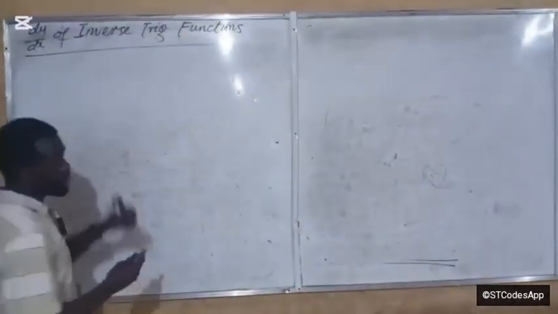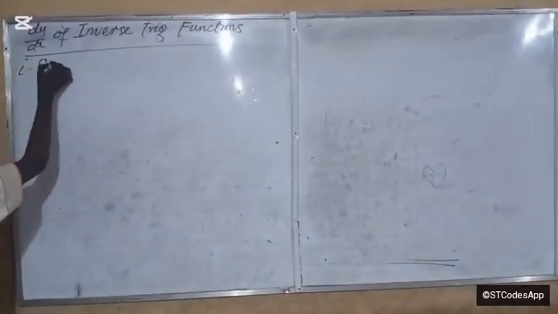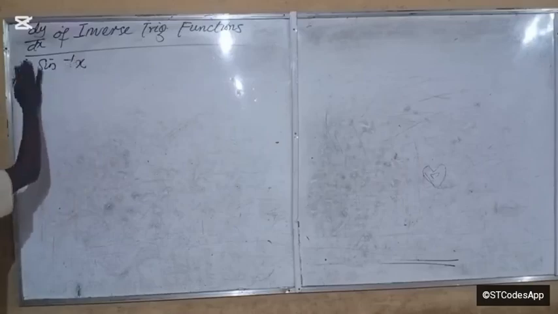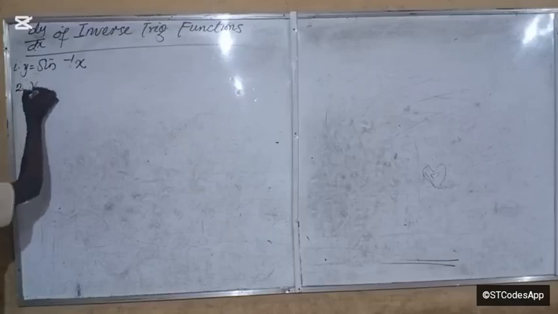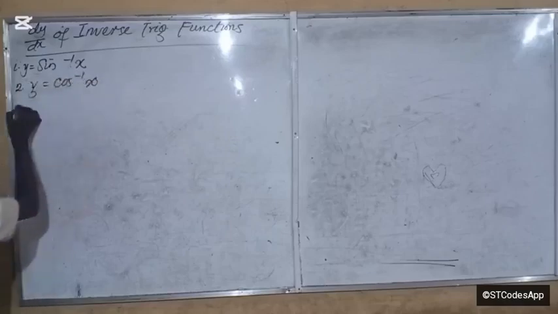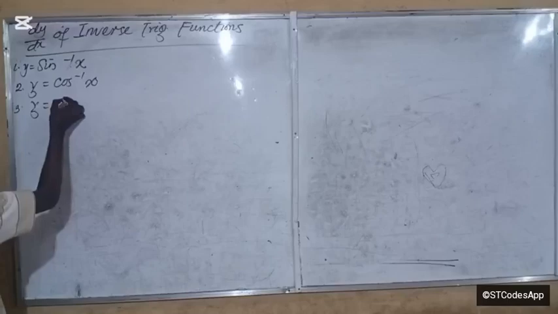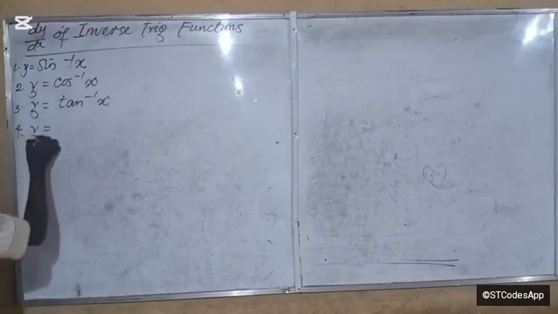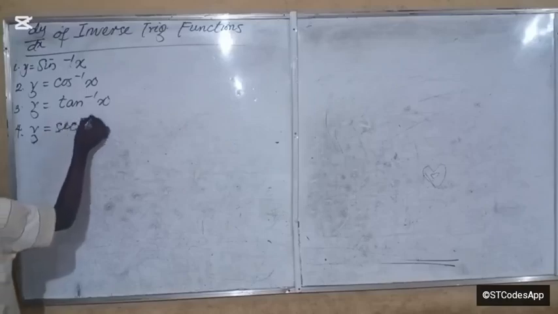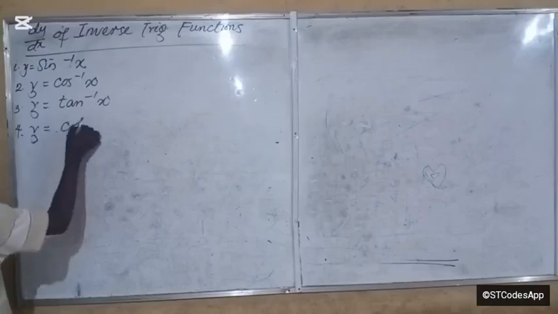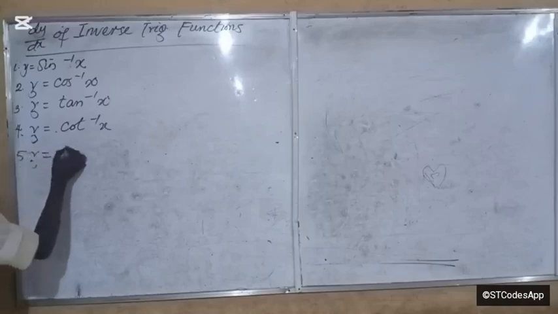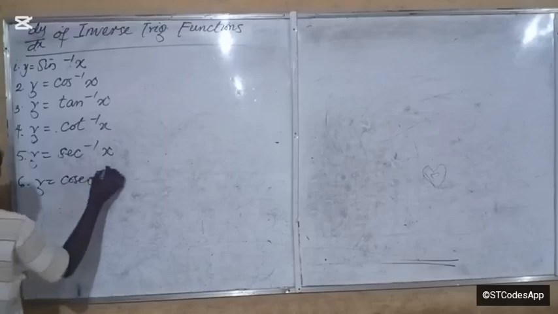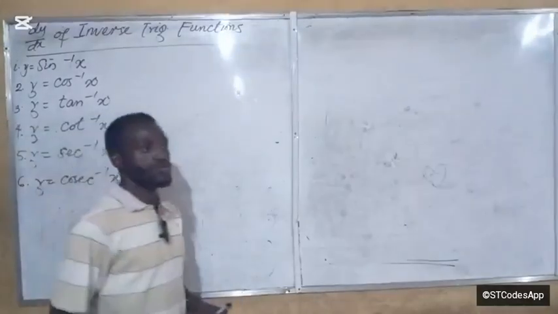How do we differentiate inverse trig functions? We are going to be using the function y equal to sine inverse of x, the function y equal to cos inverse of x, the function y equal to tan inverse of x, the function y equal to cot inverse of x, number 5, y equal to sec inverse of x, and number 6, y equal to cosec inverse of x. So we're going to be seeing how to do all of this.